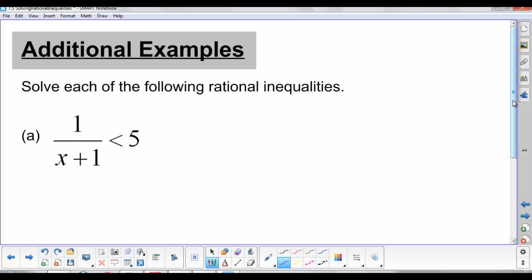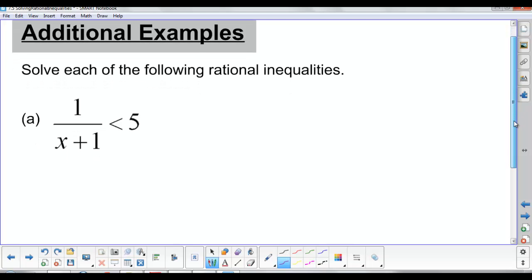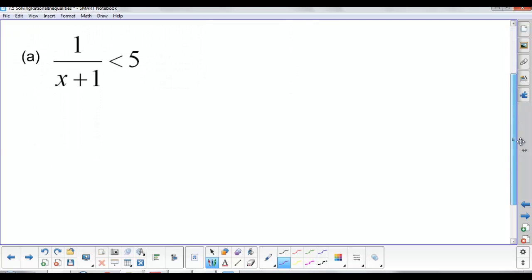I'll do the first 2 examples with you, and then I'll leave the third for you to try on your own. So in part A, remember that because we're dealing with inequalities, everything must be moved to one side. So 1 over x plus 1, and then minus 5. When is that less than 0?